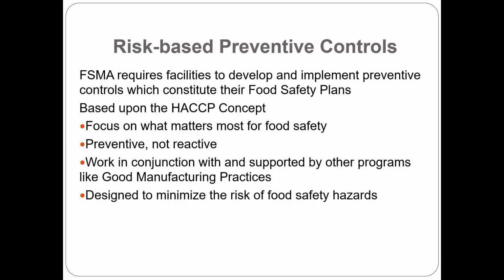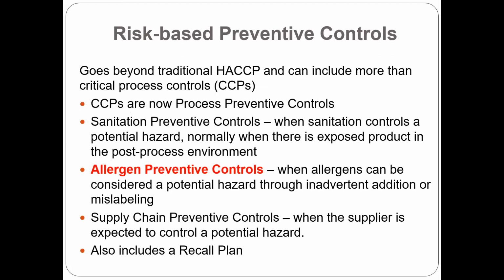It is in conjunction with other programs, which we call prerequisite programs for HACCP, such as good manufacturing practices. Another one is the sanitation standard operating procedure, acronym SSOP, and they are all designed to minimize the risk of food safety hazards. So what they cover, we listed here. First of all, they talk about critical process controls. Critical control points in the HACCP document are not mentioned directly as critical control points; they are mentioned as process preventive controls. They also include sanitation preventive controls.